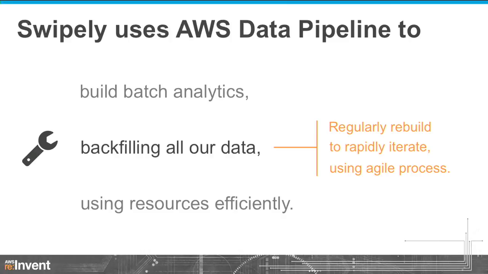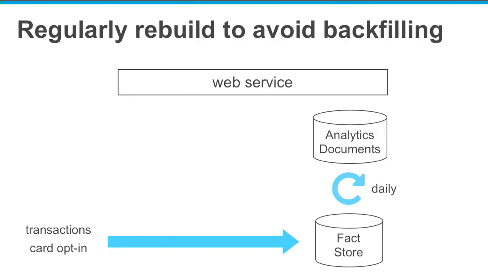We don't do any of that anymore. With Data Pipeline, instead of that complicated backfilling process, we basically rebuild our analytics documents regularly, daily, okay? And that allows us to rapidly iterate our product, and we do it with an agile process. So this is a block diagram description of the architecture, and you can see our facts, like the transitions in the card opt-in that we talked about in the example, go in directly to this fact store that we store on S3. And then Data Pipeline, we schedule to run daily to crunch that and mash up all that data to produce our analytics documents, and that's what the web tier hits.